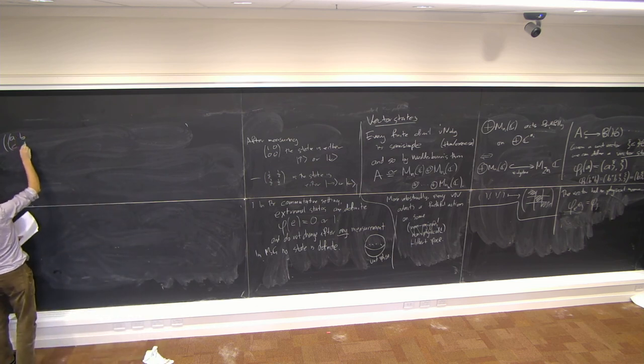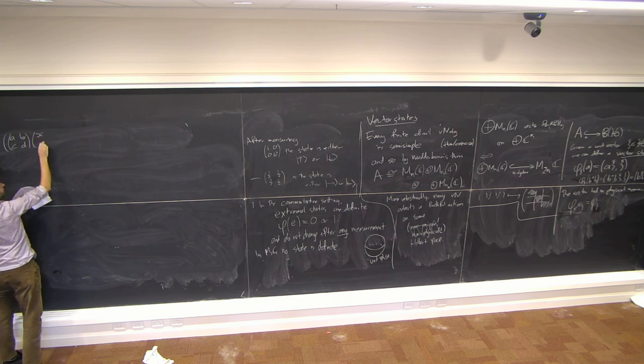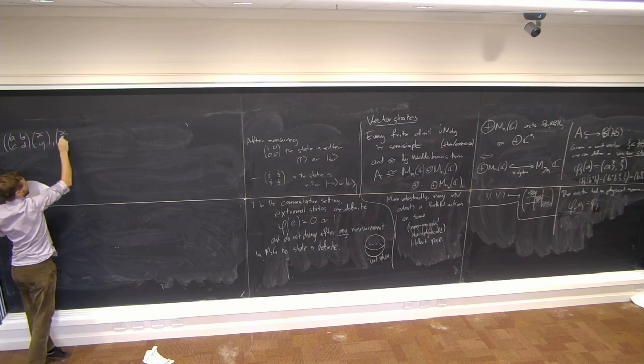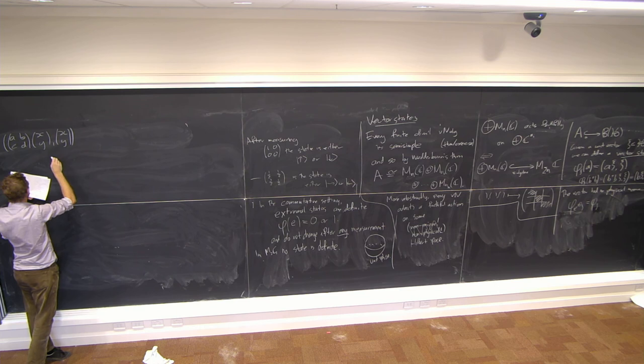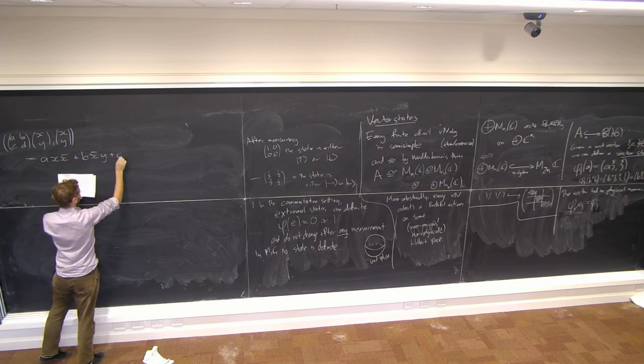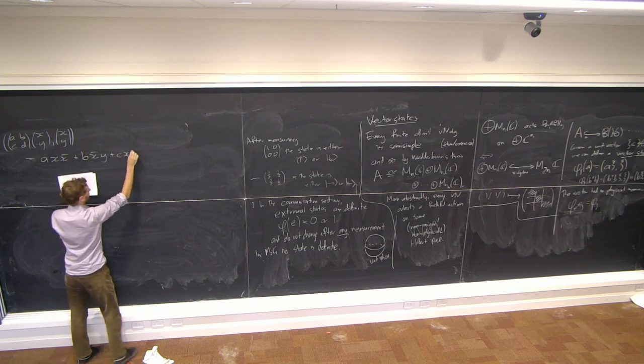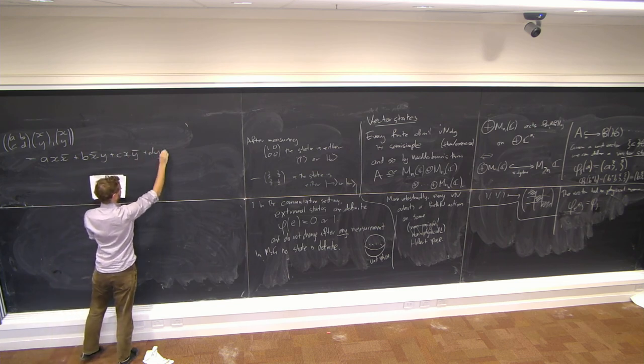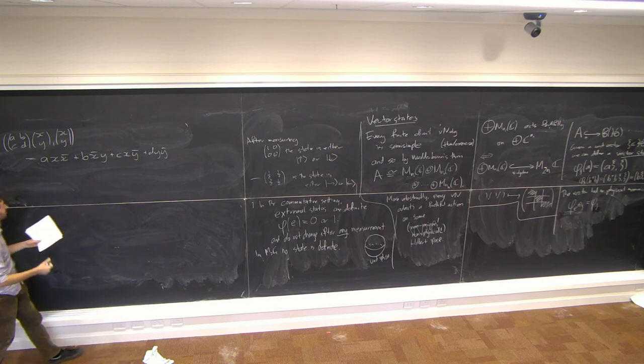Okay. So if I just take the matrix A, B, C, D, acting on the vector X, Y, and take the product with X, Y, okay, what does that look like? That's A x x bar plus B x bar y plus C x y bar plus D y y bar. Okay? Multiplying matrices and using linearity.